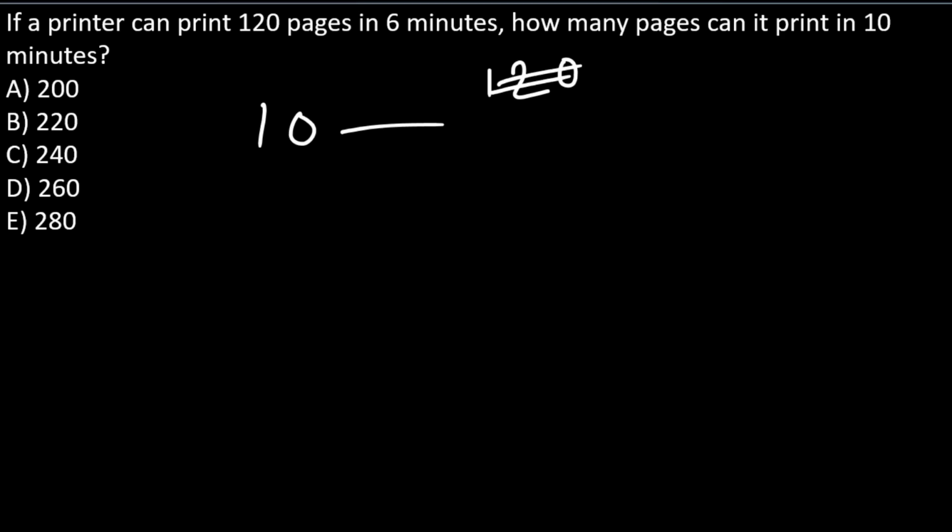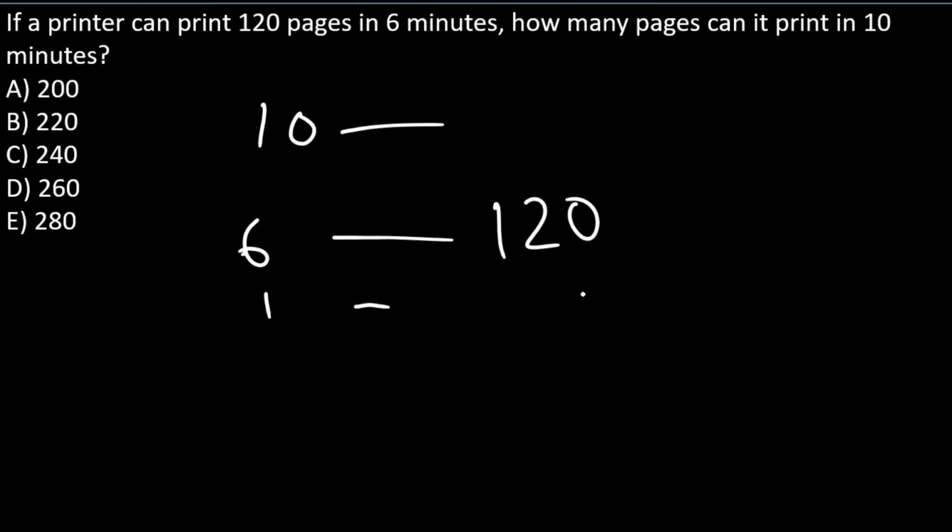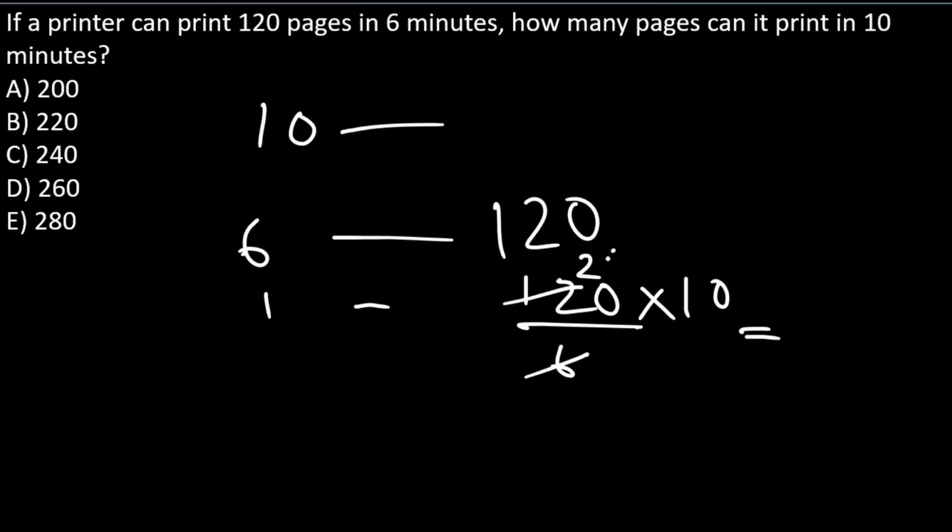Here, if a printer can print 120 pages within 6 minutes, how many pages will it print in 10 minutes? So within 6 minutes the printer will print 120 pages, so 120 over 6 will give 20 pages within 1 minute. So 20 times 10 equals 200. So 200 pages the printer will print within 10 minutes. So 200 will be the answer.